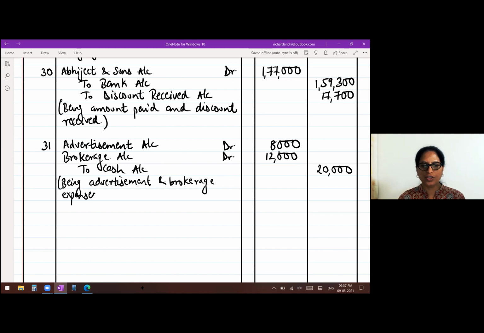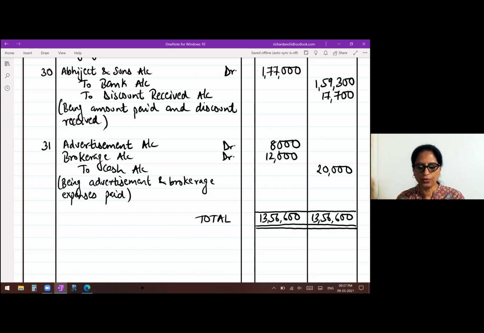So we have finished with all the transactions. We have journalized all the transactions. Now the last step here is to total the journal. So total, and always double underline the totals. Now total is 13,56,600. I have done the total. You will again do it to see if it is correct. So please check the totals. I hope you have understood.